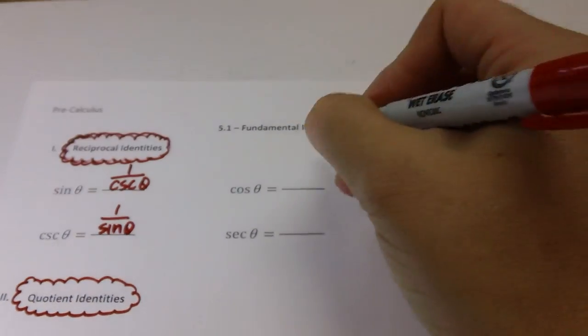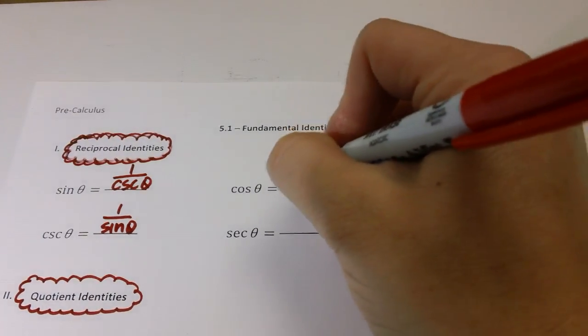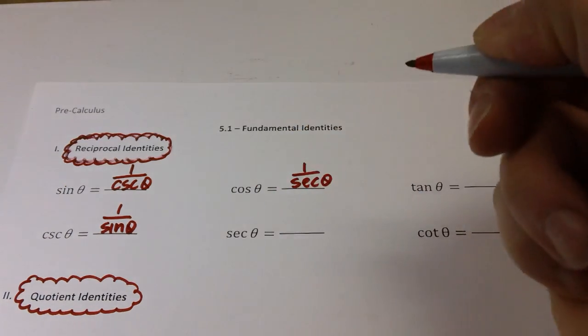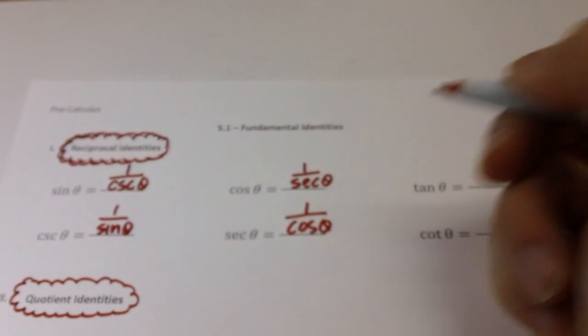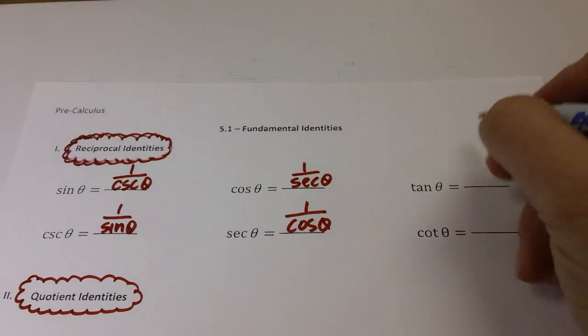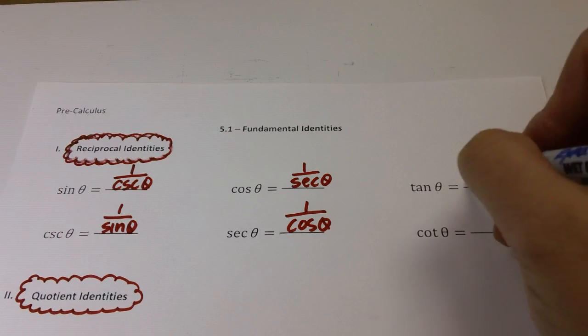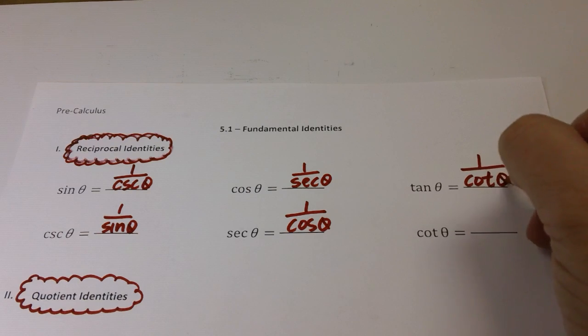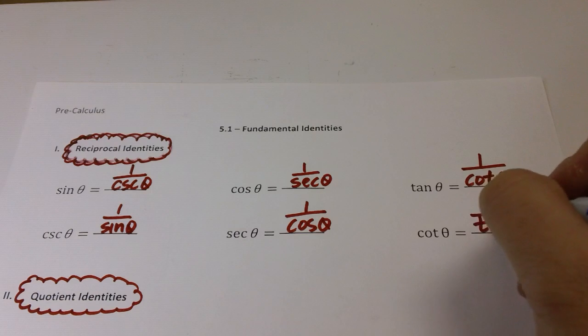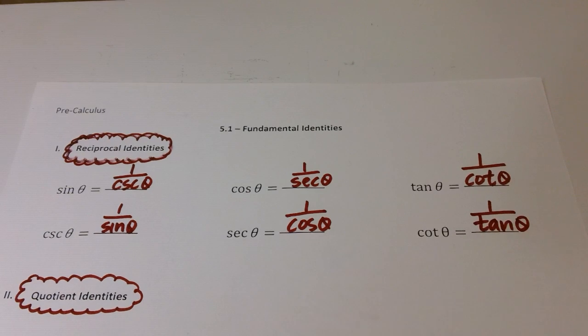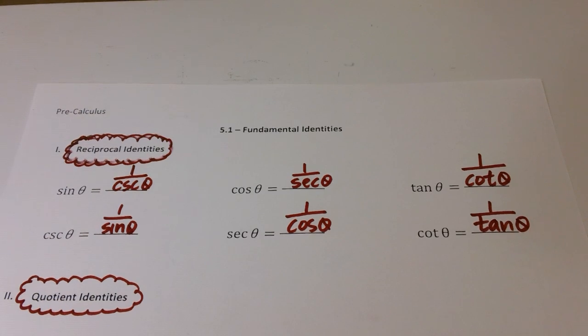Cosine is 1 over the secant of theta, and secant equals 1 over the cosine of theta. And the same thing with tangent. Tangent's going to equal 1 over the cotan of theta, and cotangent is going to equal 1 over the tangent of theta. So make sure that you have those copied down correctly and that you have those memorized. It's very important that you know these very well.